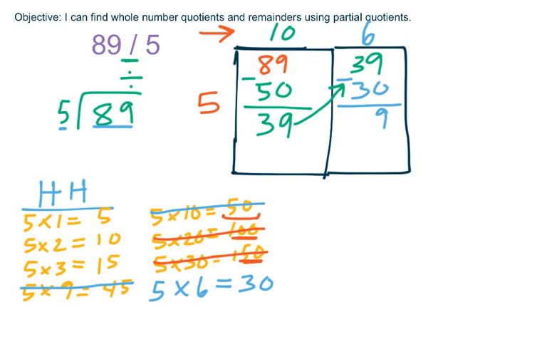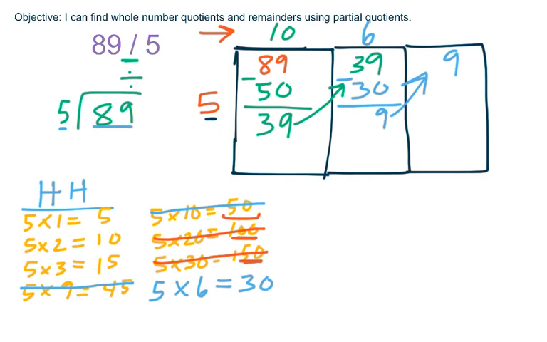Okay, I've still got a remainder. It's bigger than my divisor, so I've got to keep going. I've got to keep going until that remainder is smaller than my divisor. So I bring my 9 up, bring it over to my next column. Okay, now I'm thinking, what do I have here? How many times can I divide 5 into 9? How many groups of 5 can I get from 9?